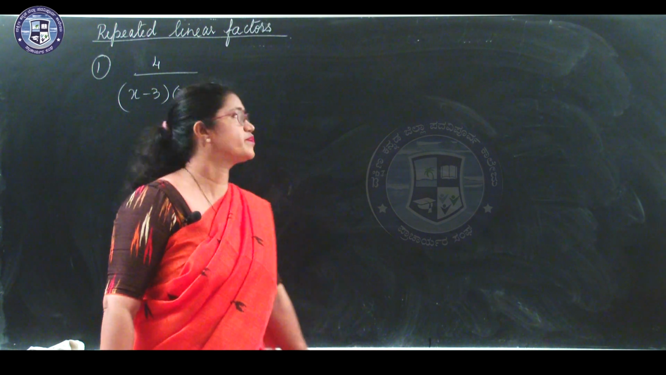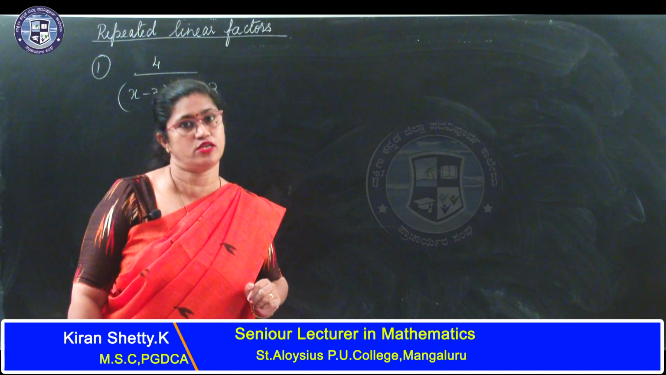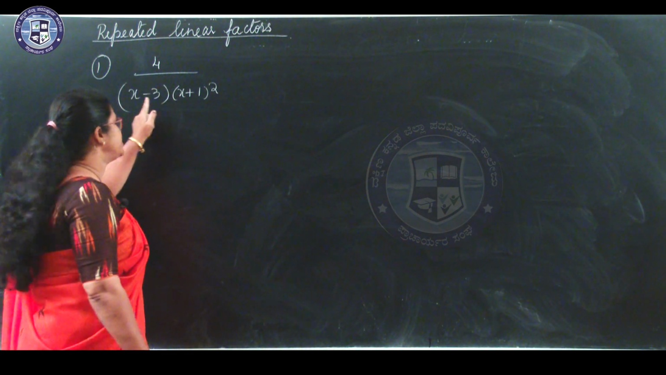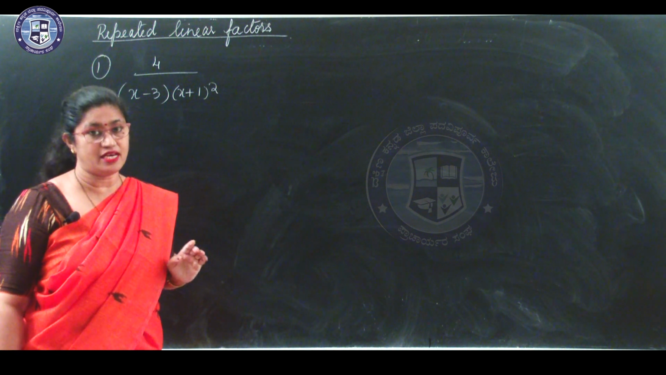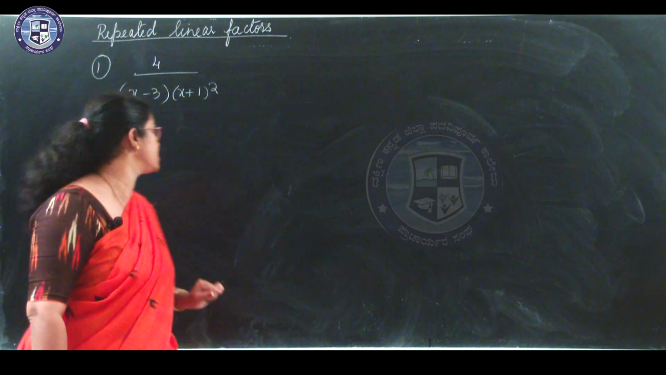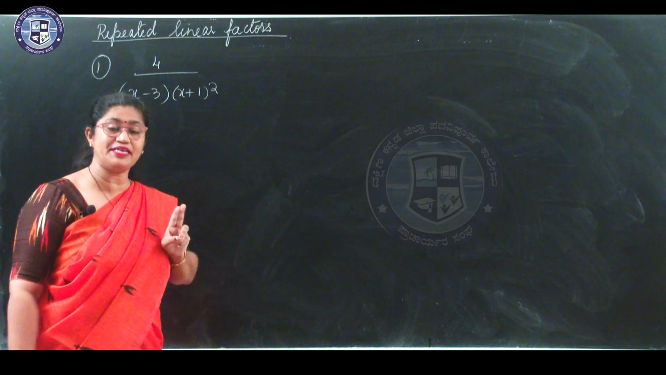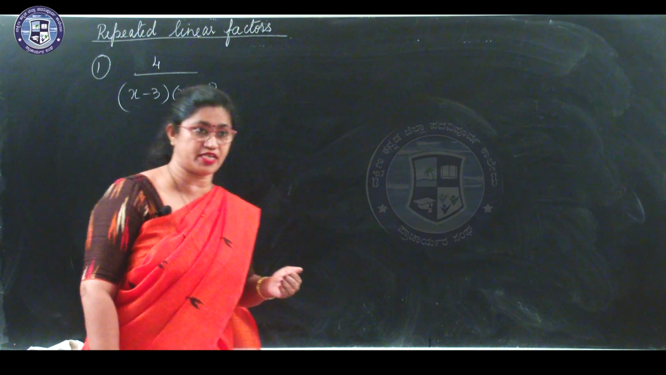Problem 1: 4 by (x minus 3)(x plus 1) the whole square. Look at the denominator. Both the factors are linear, but the second factor is a repeated linear factor. (x plus 1) is repeated twice. How do we split this into partial fractions?